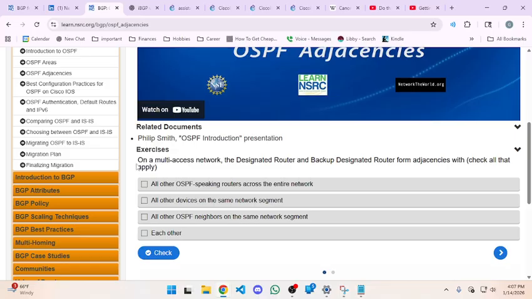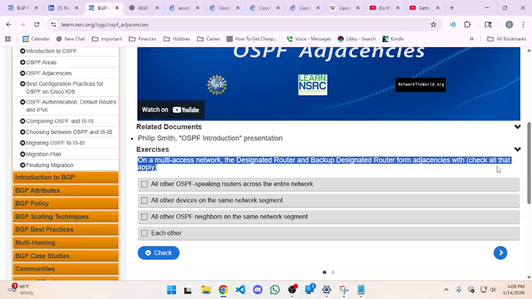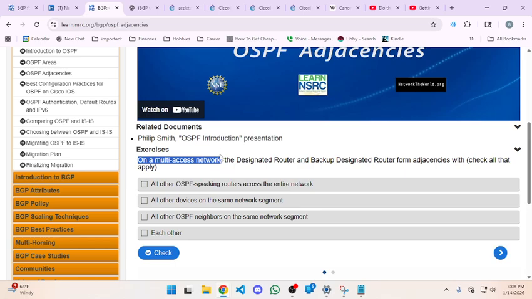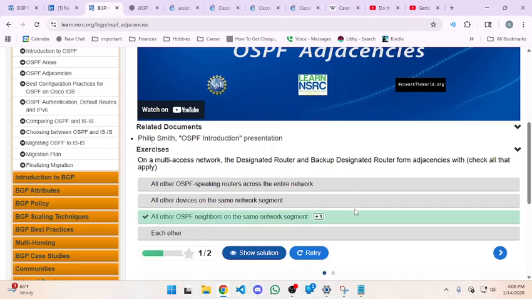This is interesting. This is a good question. On a multi-access network, the designated router and backup router form adjacencies with all other OSPF speaking routers across the entire network. I don't think that's true. I think C is probably correct. Okay, yep, I got it right.